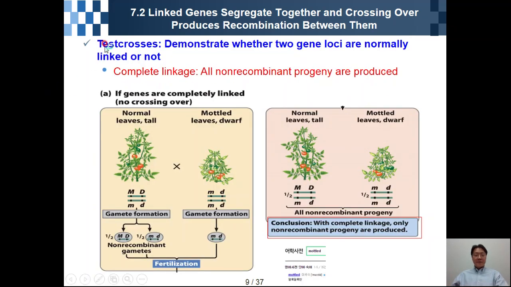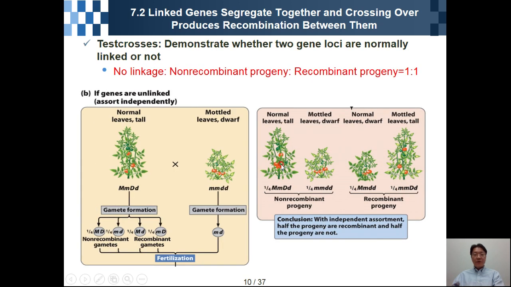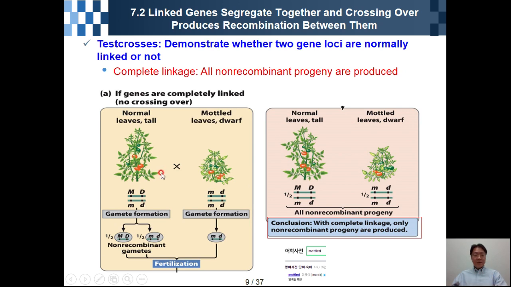In this slide is the test cross to demonstrate whether two gene loci are normally linked or not. There will be two cases. When the genes show complete linkage, through the test cross they will have this kind of phenotype, and if they show no linkage, they will have this kind of phenotype. Okay, let's start from the first.